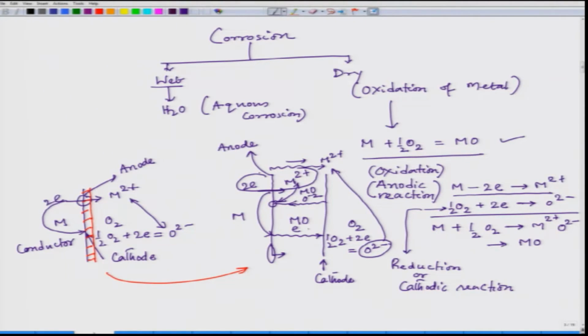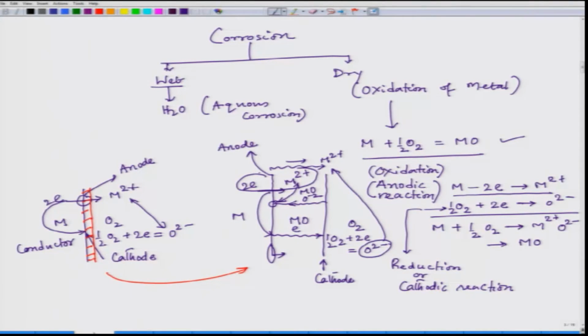So, metal oxide itself is acting as an electrode, acting as a conductor as well as an electrolyte, because it also allows charge flow in the form of metal ion or oxygen ion. So, this is also an electrochemical reaction, and here metal is oxidizing. The metal is being lost in the form of oxide, this is also corrosion.